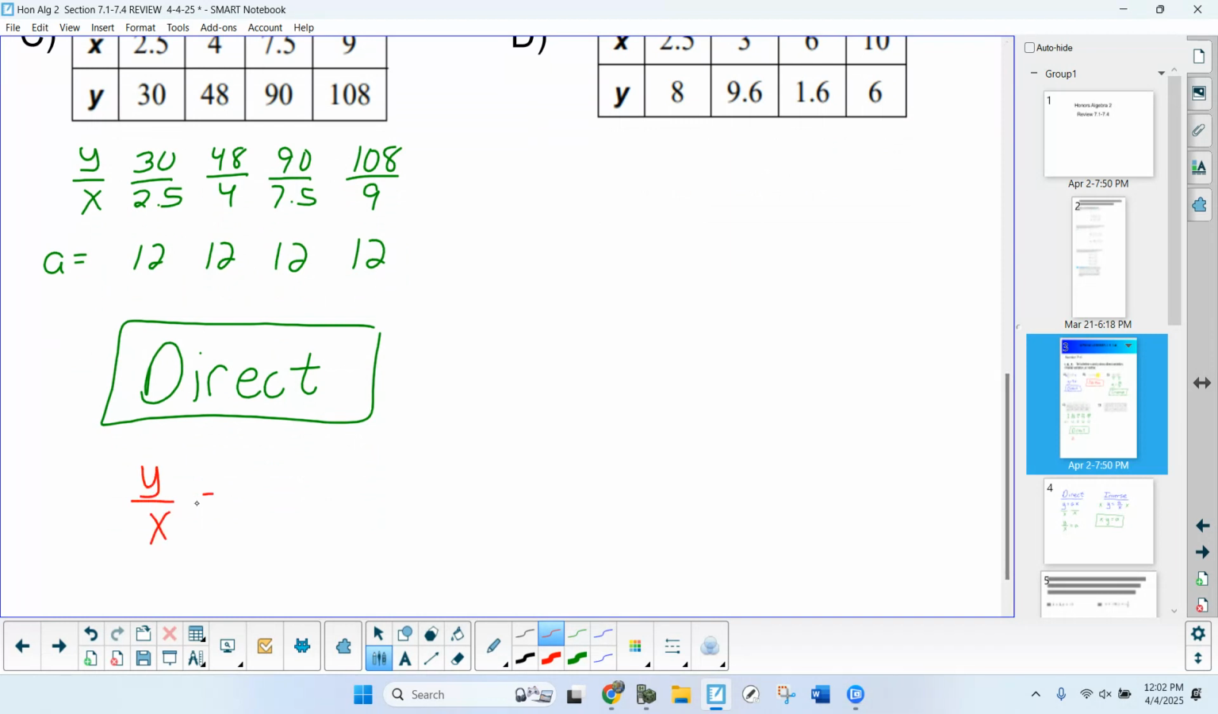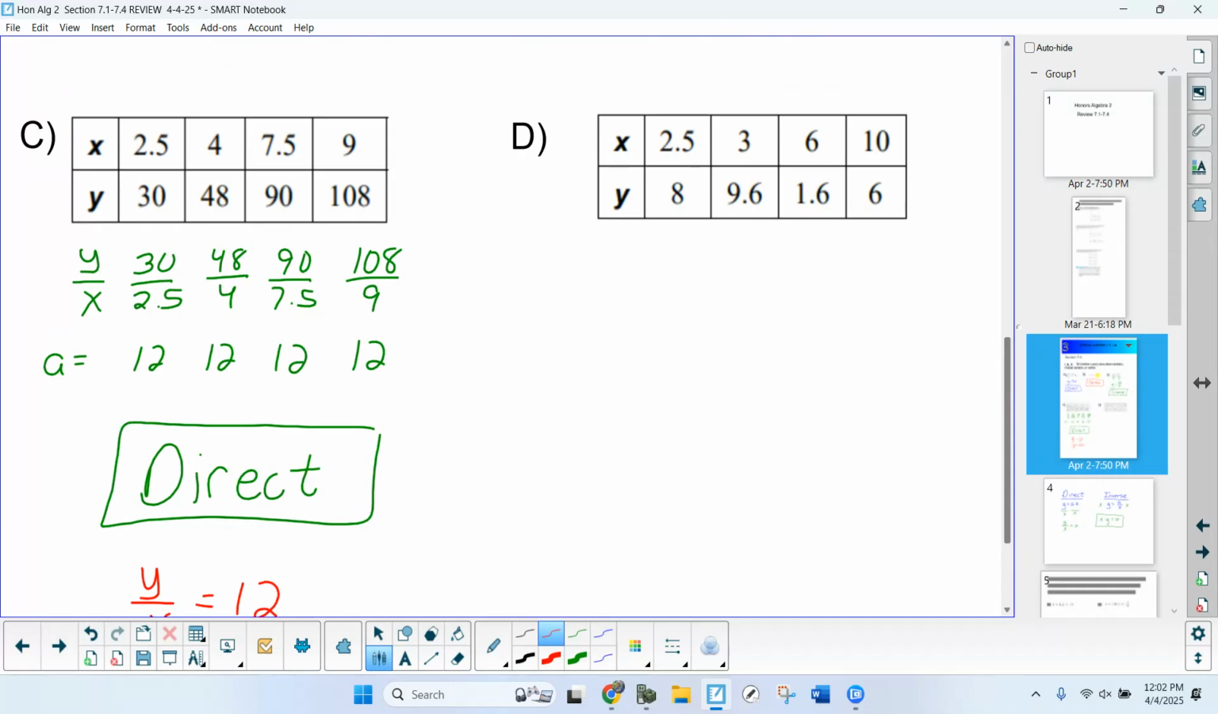Y over x equals 12. So y equals 12x if you solve it back for y. It's direct. All right, so you could maybe look at some division and say, yeah, that's not going to work. So what do you guys want to do here?